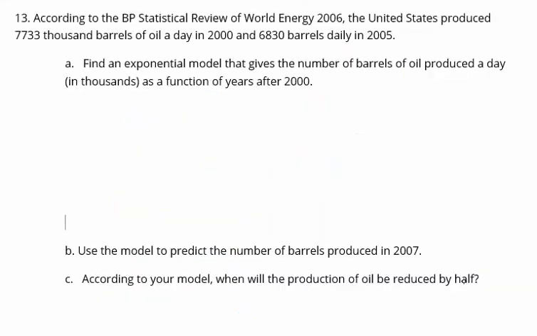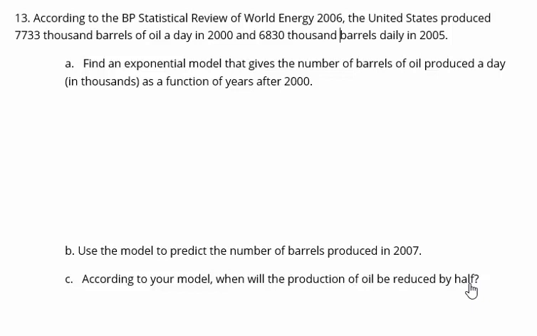Number 13, according to the BP Statistical Review of World Energy 2006, the United States produced 7,733,000 barrels of oil a day in 2000 and 6,830,000 barrels daily in 2005. We want to find an exponential model that gives the number of barrels of oil produced a day in thousands as a function of years after 2000.